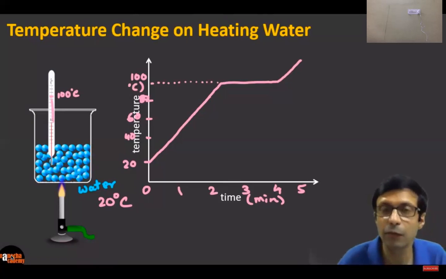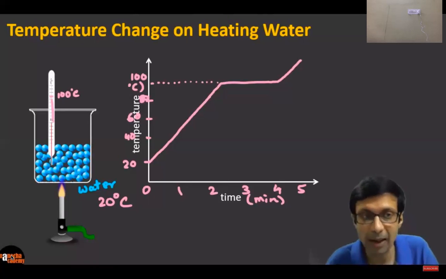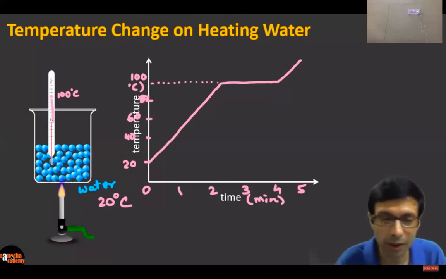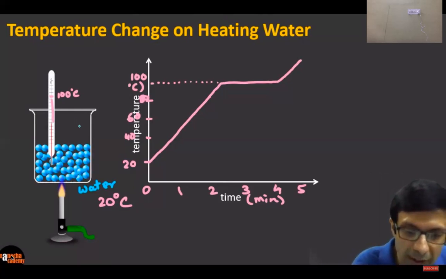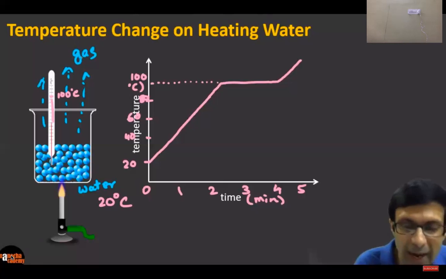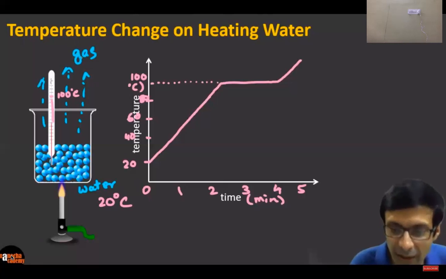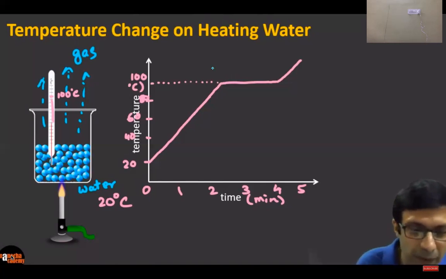Okay. And then if you keep on heating, then at 100 degrees centigrade, as we said, what's happening here? The water is turning into water vapor, into gas, right? Or what we call steam. So the water, the liquid, is changing into gas at 100 degrees centigrade. So we can say over here that the change of state is happening here.